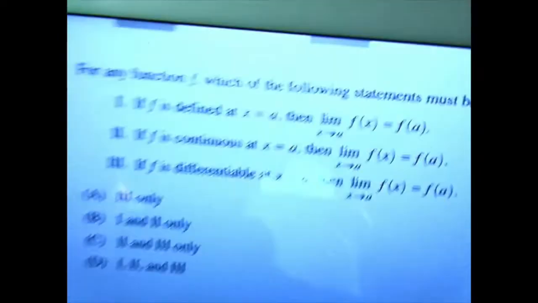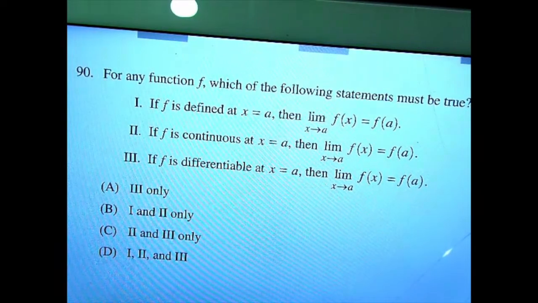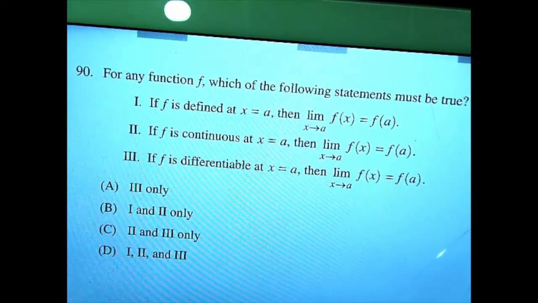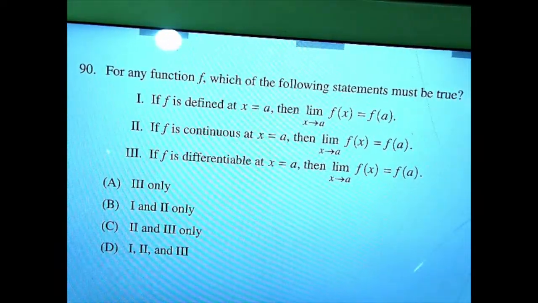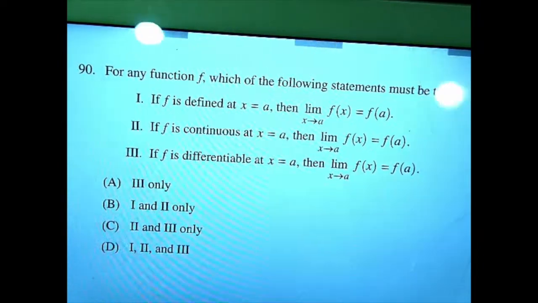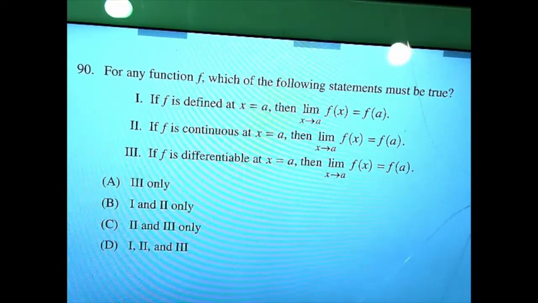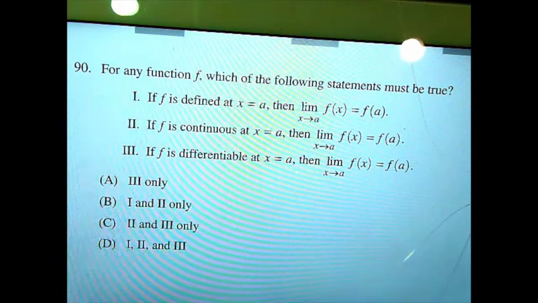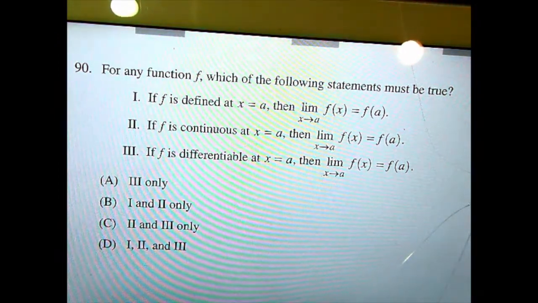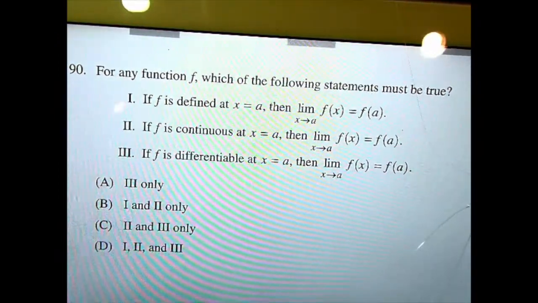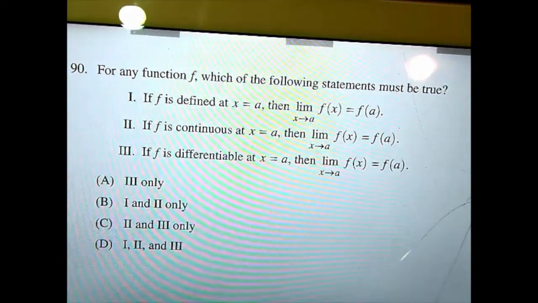Let's think about 3. Actually, it looks like from that information alone, we can cross off the remaining choices, right? But let's just look at 3 anyway. It says if f is differentiable at x equals a, then the limit as x approaches a of f of x is equal to f of a. That is also true.